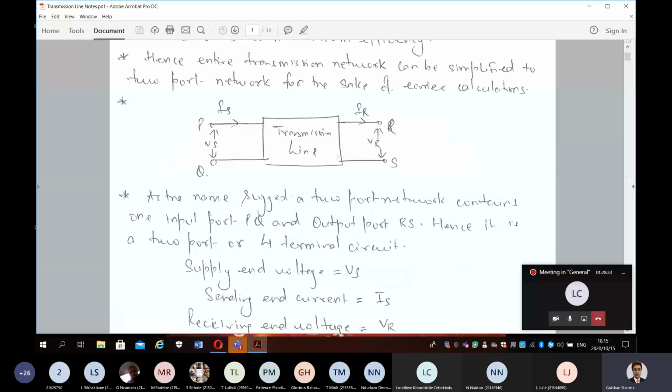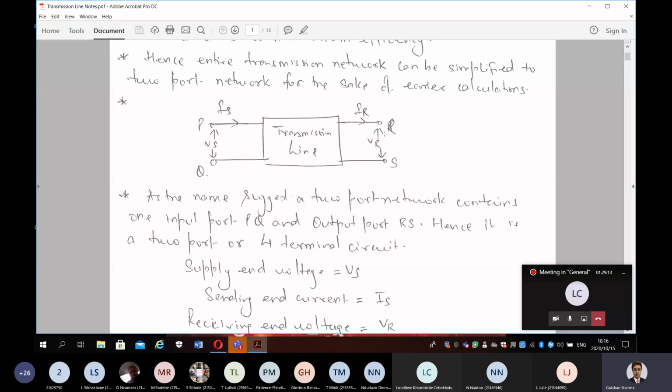Now another thing is that in a transmission line, or maybe in complete electrical energy, there are only two possibilities, and these are very important. Either there may be a short circuit, or it may be an open circuit. If at the output port the circuit becomes open, then what will happen? Your IR will be 0, there is no receiving current. There will be no flow of receiving current on the output port if your circuit becomes open.